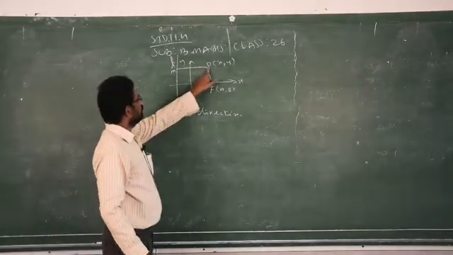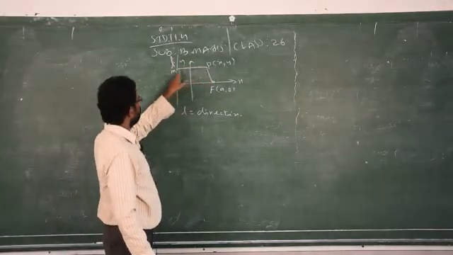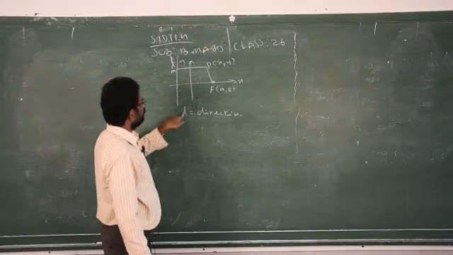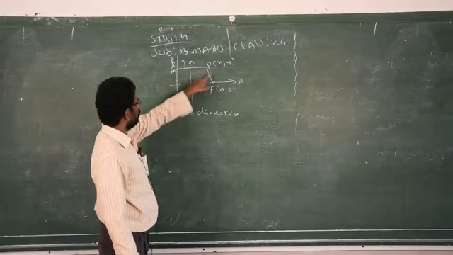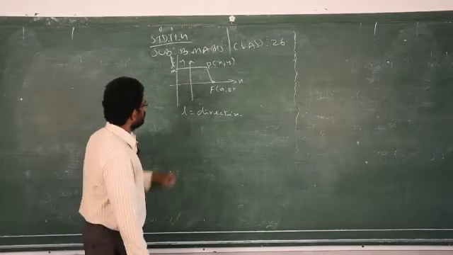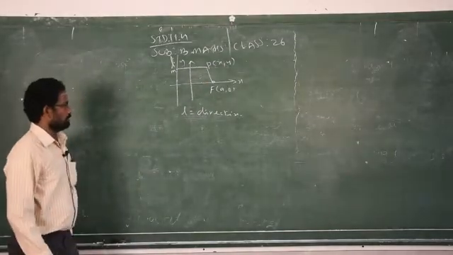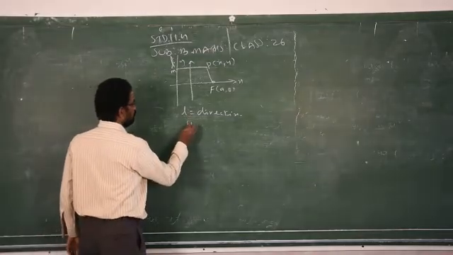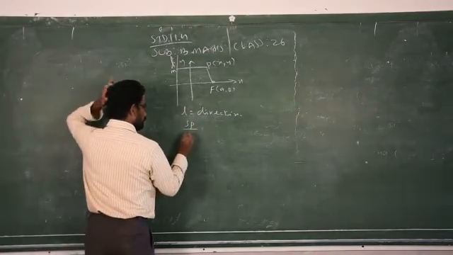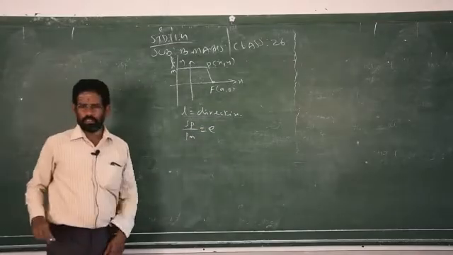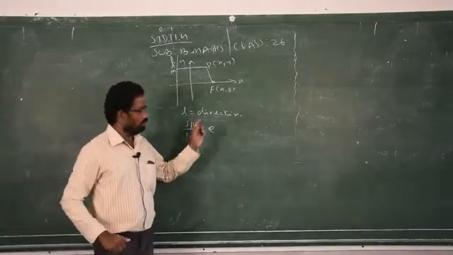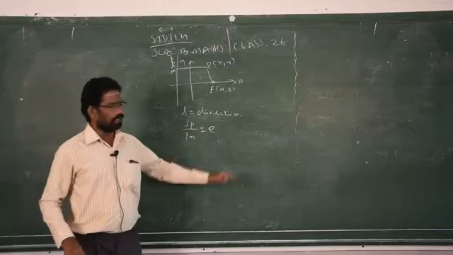So when you change P, the moving point, this perpendicular line will also change. Clear? So the point position will change. When you trace the path of the point P with these conditions, you will get a parabola shape. So generally it is the locus of this point: SP by PM is equal to e. e means eccentricity, the constant value.